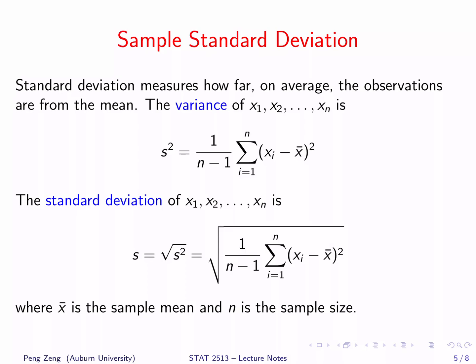First, we need to calculate the difference between each xi and x bar, where x bar is the sample mean. Then calculate the squared sum, and last, divide the sum by n-1. Notice that the variance must be a non-negative number. The standard deviation is the square root of the variance. After calculating the variance, we take the square root to get the standard deviation. We use S to denote the standard deviation. The standard deviation is always non-negative.